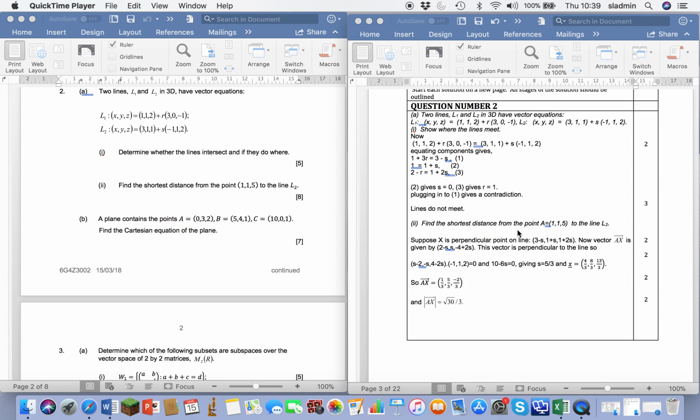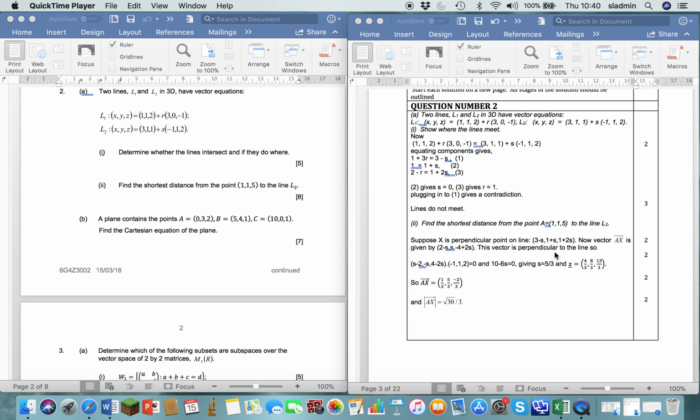Next, we want to find the shortest distance from the point A, which is (1, 1, 5), to the line L2. What you could do is either look in your notes and find a formula, or you can follow this solution here. Suppose X is the perpendicular point on the line. That's (3 minus s, 1 plus s, 1 plus 2s). So the vector AX is given by (2 minus s, s, minus 4 plus 2s).